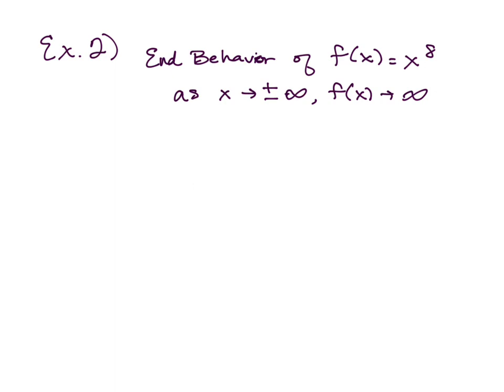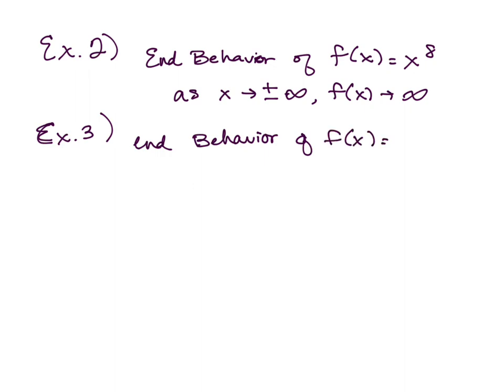Here's example 3. It wants the end behavior of f of x equals negative x to the 9th. Okay, so it's negative. So it's going to be like a negative line. I always think that the odd ones behave like a line. So if it's negative, it's going to look like a negative line, and the tails are going to do what the negative line tails do, right?